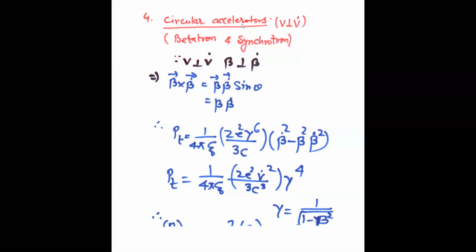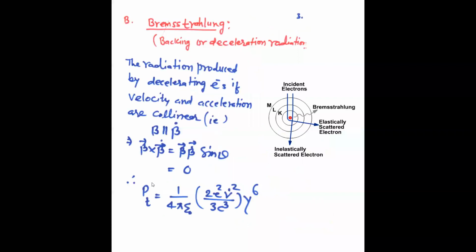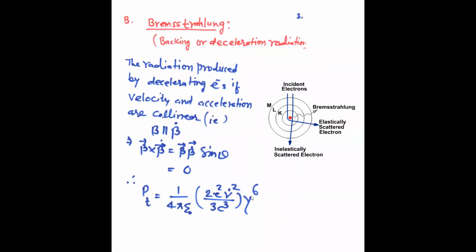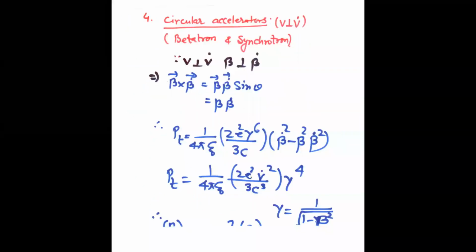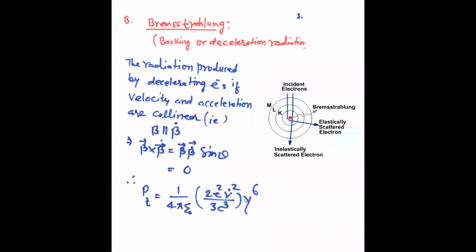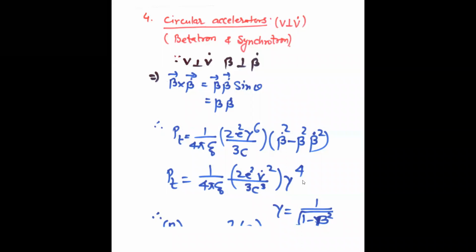So the difference is only that in a linear accelerator or in Bremsstrahlung, we have gamma power 6. The rest of the things are constant. Here there is gamma power 4. So the only difference is the power of the relativistic factor.